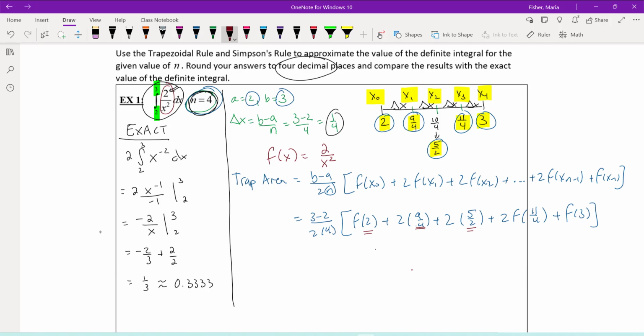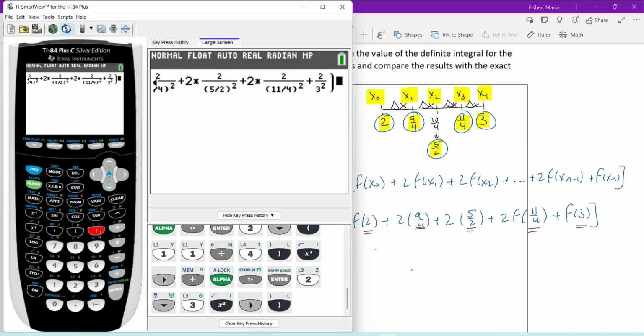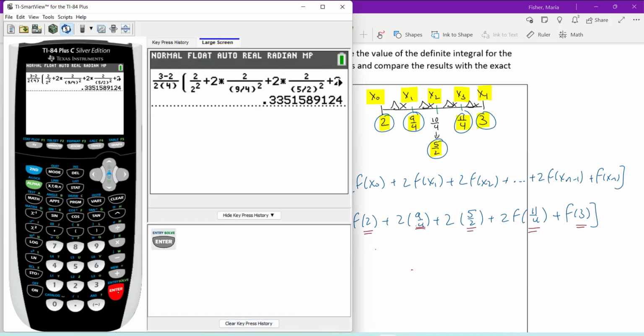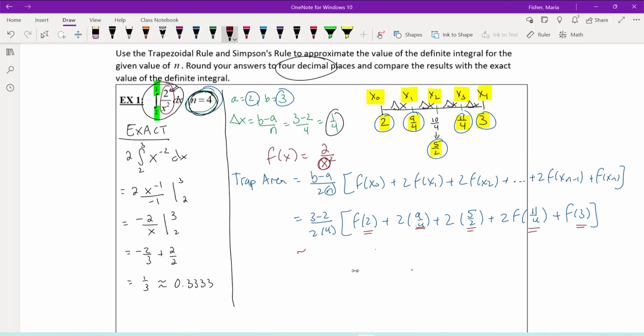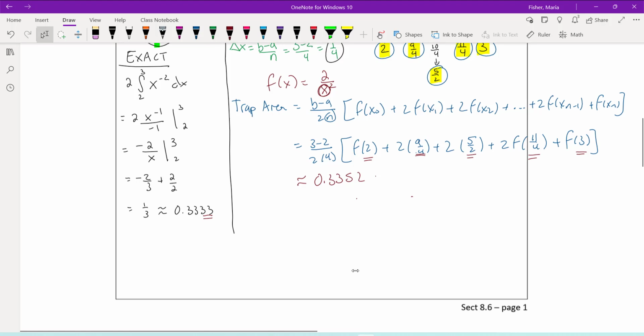All you did was plug in these values in place of your x in your function into the calculator. If we hit enter, we get that this to 4 decimal places is approximately 0.3352. Notice how close it is to the actual answer with just 4 subintervals. What about Simpson's rule?